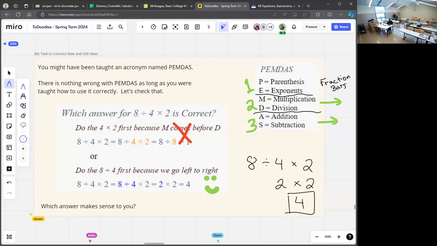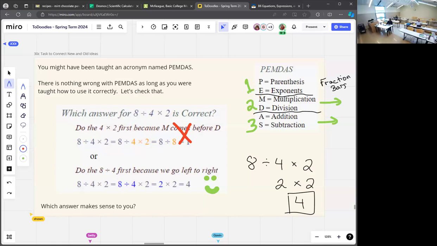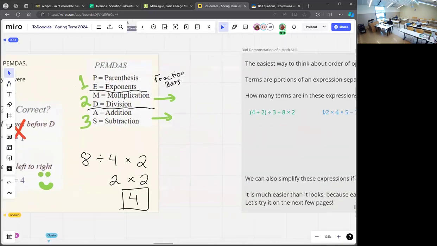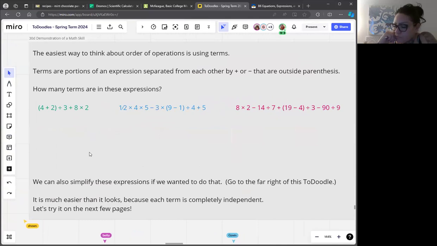The good news is there's a better way to do this. We're going to say that parentheses and exponents and fraction bars are all very distinct from the rest of them. And multiplication and division we'll consider equal priority, and addition and subtraction we're going to kind of save for last. Well, let's look at how this works.